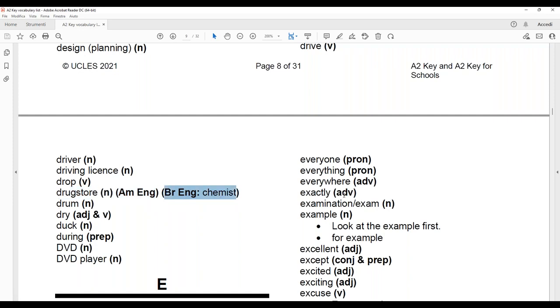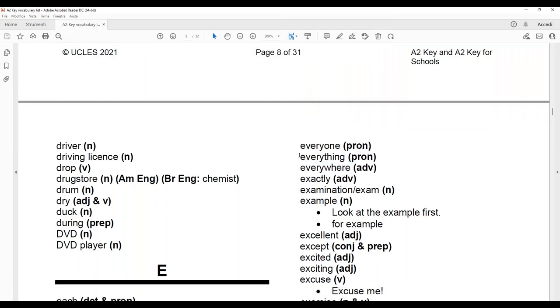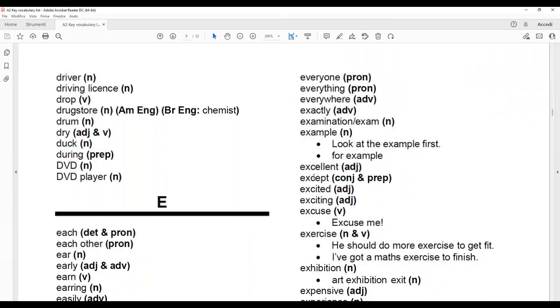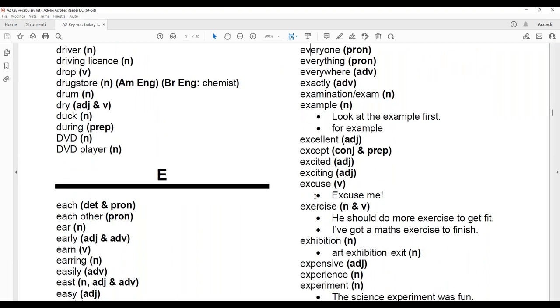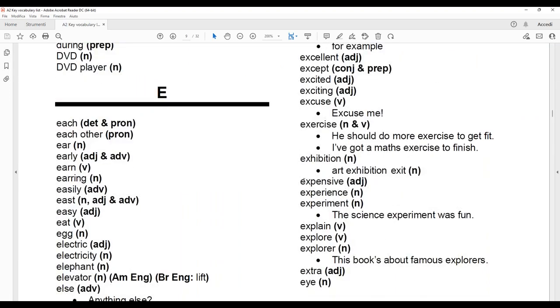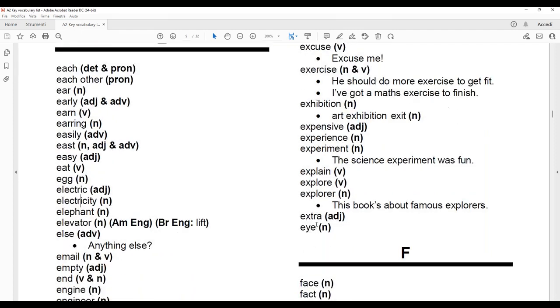Drum, i tamburi. Exactly, esattamente. Anywhere, anything, everyone. Quindi tutti, everyone, tutte le persone, ognuno. Everything, ogni cosa, tutte le cose. Everywhere, tutti i luoghi, dappertutto. Everything and everyone. Excellent, eccellente. Accept, excuse, expensive, costoso, electricity, extra.